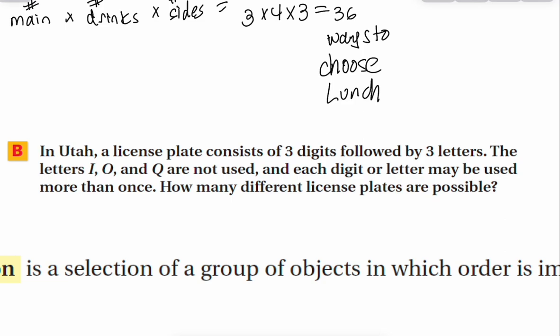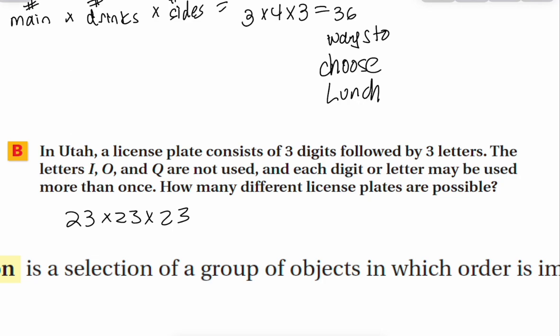Okay, so if we think about 3 letters, how many different letters are there if we take out I, O, and Q? We've got 23. So we're using 23 in each location of the letter spot.